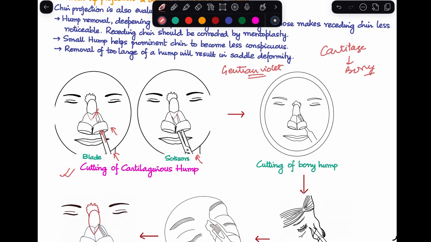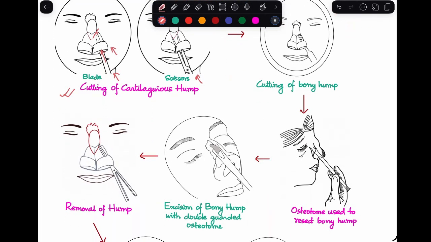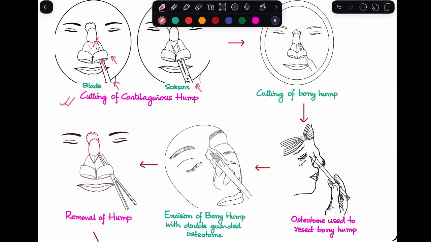Next, after you have done the cartilaginous hump removal, then we move on to the bony hump. Now, what do we do here? For cutting of the bony hump, you can either use a saw, you can even use a chisel, you can use a rasp, or you can even use a bone forceps. You can use any one of these instruments to remove the bony hump. So, first, let's talk about the saw.